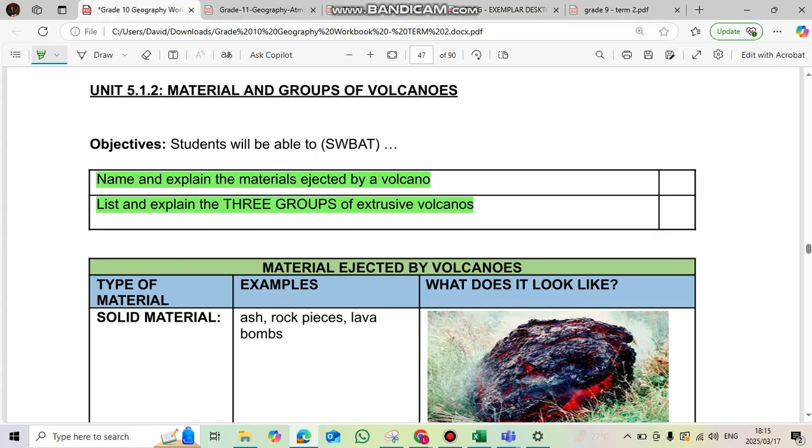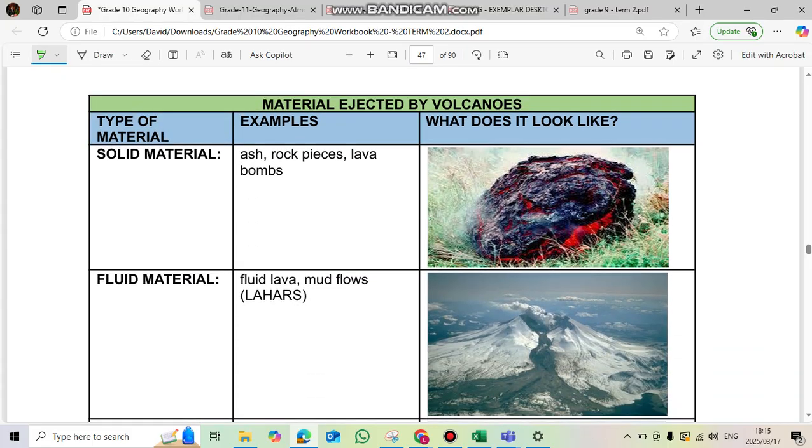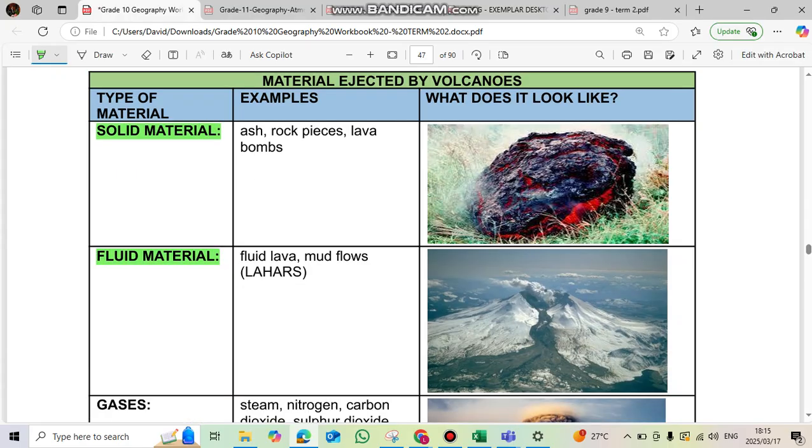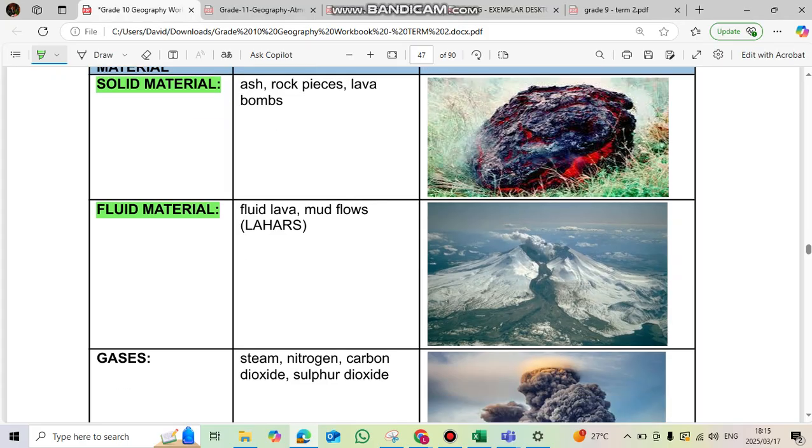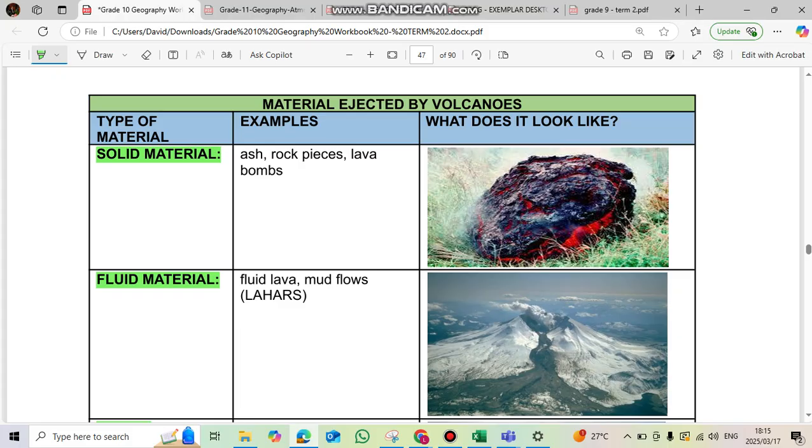During a volcanic eruption, there are different materials that are ejected during an eruption. So we can classify them according to solid material, a fluid or liquid material, as well as a gas material. If you look at what is ejected in terms of your solid material, we get pieces of ash, rock pieces and fragments, as well as lava bombs.